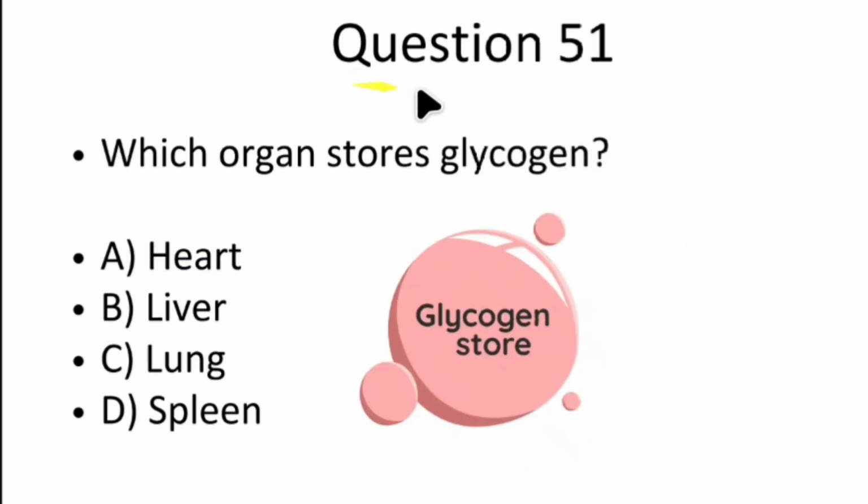Question number 51. Which organ stores glycogen? Correct option is B. Liver is the organ which is responsible for storing glycogen.